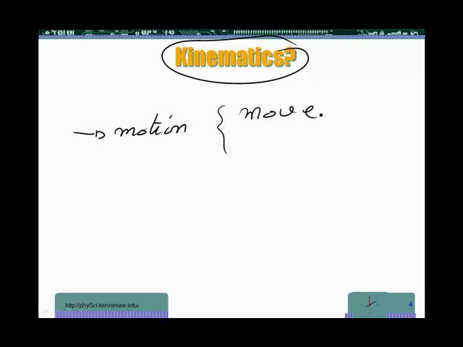Now, when we do kinematics, what differentiates kinematics from generally stating we are studying motion is that we focus on the actual motion by itself without having to worry about the causes of motion. So in kinematics, we talk about how something is moving. If it is speeding up, slowing down, staying at rest, that's what we do in kinematics.